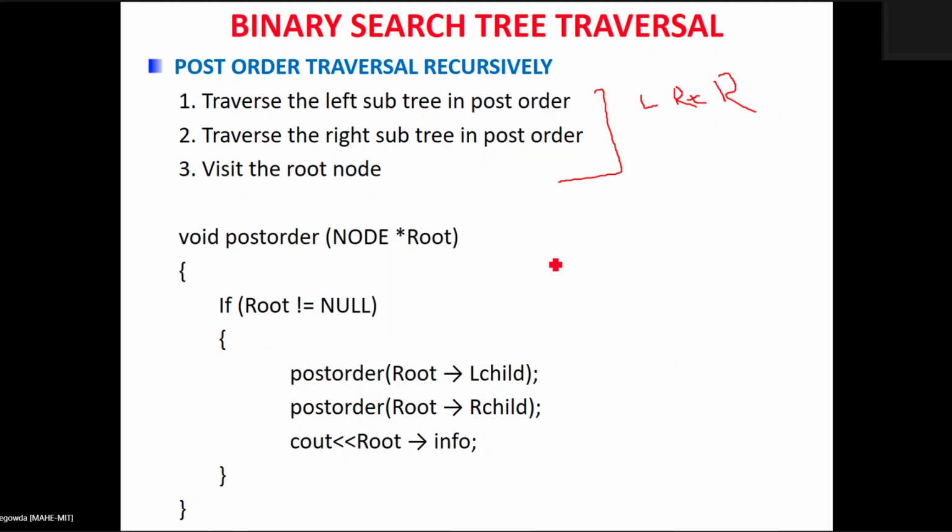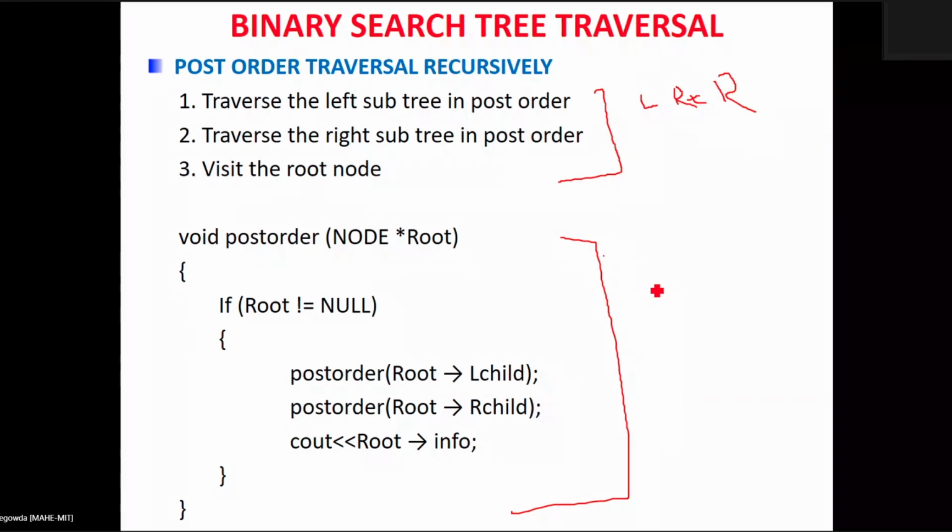So this is the piece of code, a recursive procedure, which is used to visit all the nodes in the post-order way. Post-order traversal of the left subtree is followed by traversing the right subtree in the post-order way. Finally, you are going to visit the root node here. So this is how we are going to use the traversal method to visit all the nodes in the binary search tree. Now I am going to stop it.